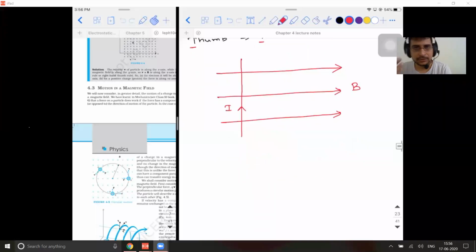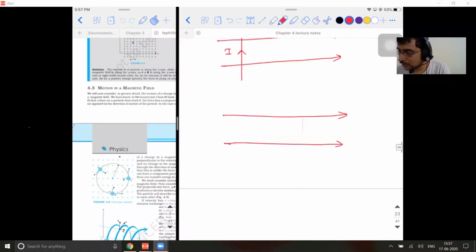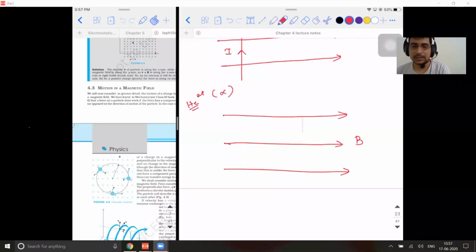Similarly, there might be a question like this. They can twist and ask, suppose I have a magnetic field already existing. Let's say I'm projecting an alpha particle. What do you mean by alpha particle? It is helium 2 plus nucleus. So I'm projecting an alpha particle, means it's a proton with a sign of +2, right? It is a positive charge. So I project an alpha particle.